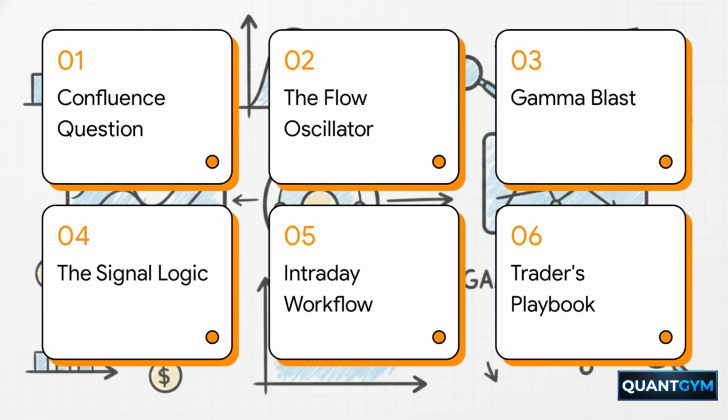Okay, let's dive right into our roadmap for today. We've got 6 parts: the confluence question, reading the flow oscillator, triggering a gamma blast, the signal logic explained, step-by-step intraday workflow, and finally, the trader's playbook.